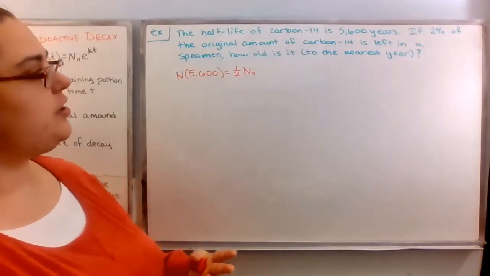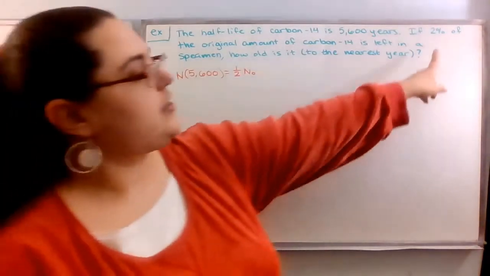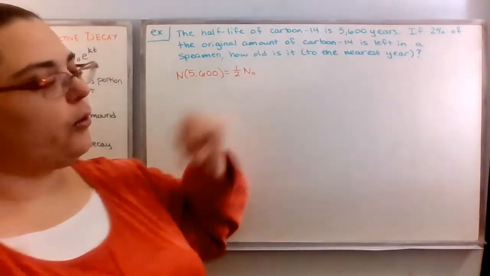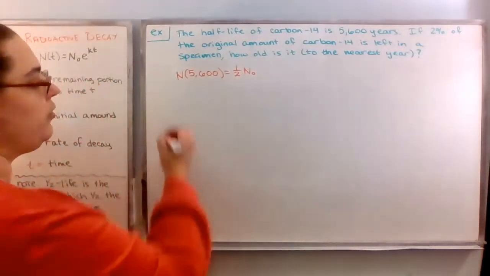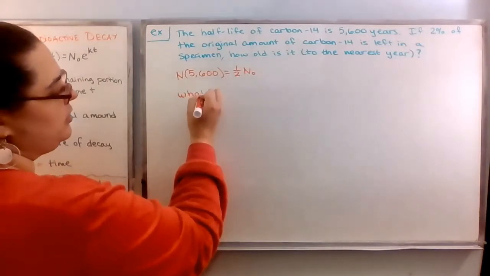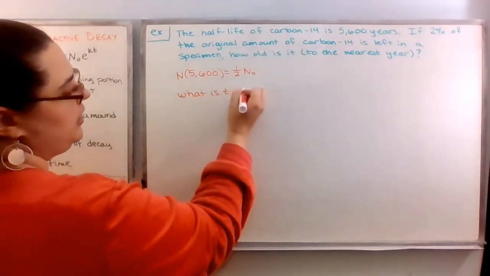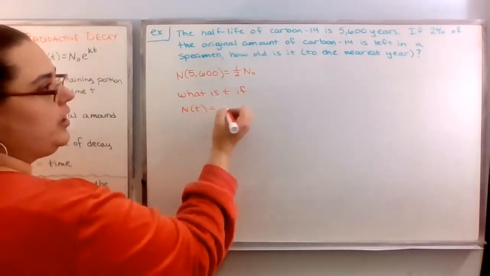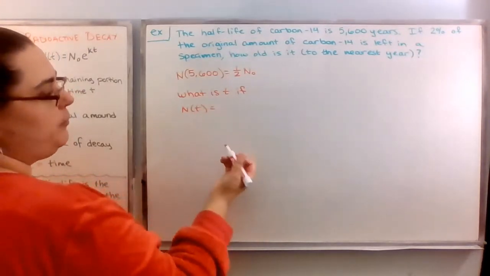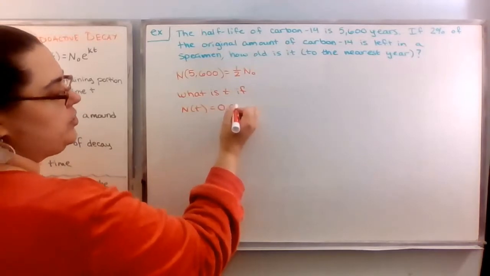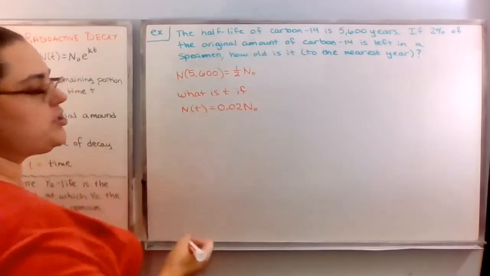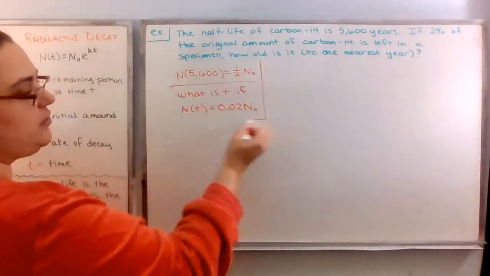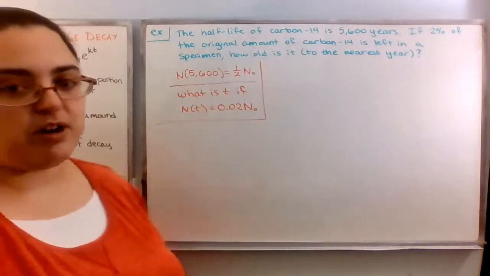Now they want us to know, if 2% of the original amount of carbon-14 is left, how old is it? So we want to know, what is T if N of T, the amount that we have, is 2% of the original amount, is 0.02 times our original amount. And that's it. That's what we have been given for this problem.